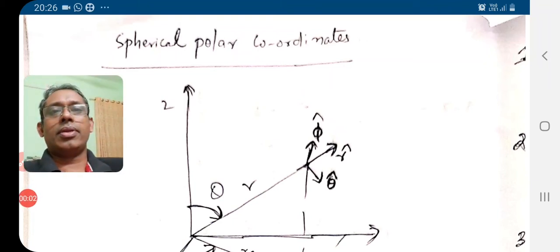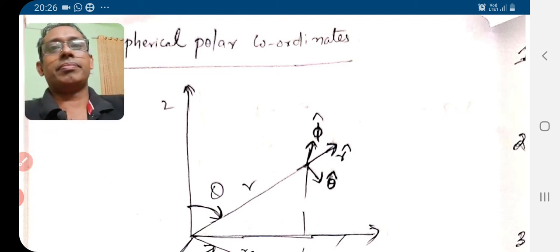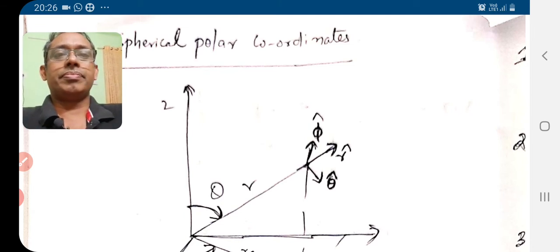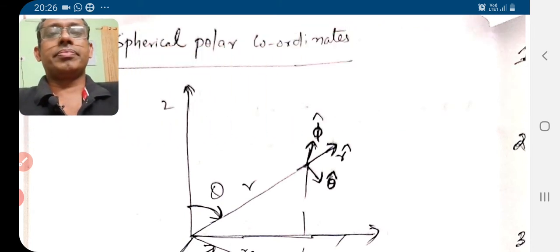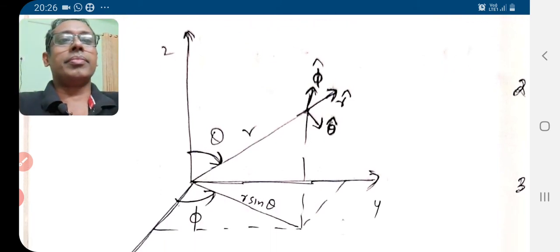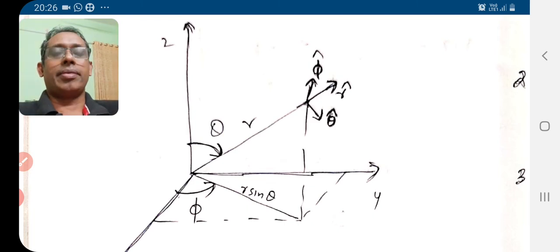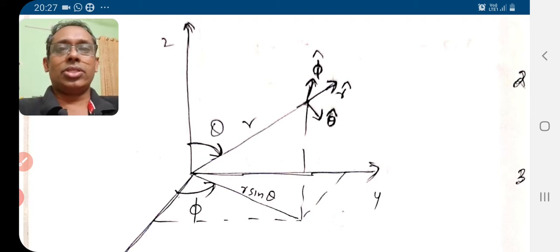Today we are going to look at the spherical polar coordinate system. The spherical polar coordinate system has three coordinates: r, theta, and phi. These are the three coordinates in the spherical polar coordinate system.